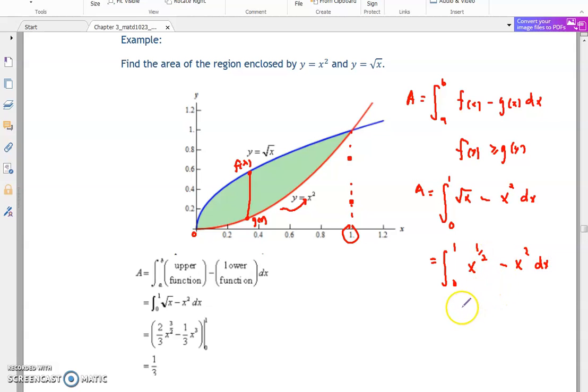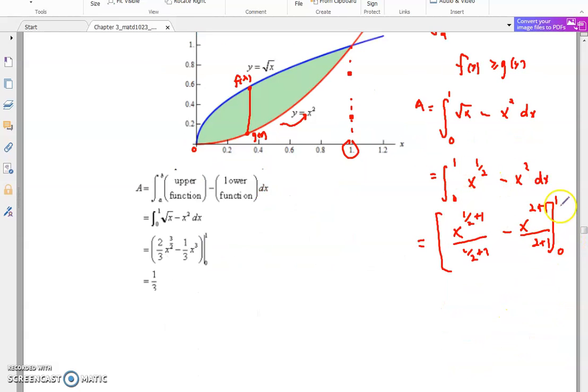Then you can start to integrate it one by one, which will be x to the power of 1 over 2 plus 1, over 1 over 2 plus 1, minus x to the power of 2 plus 1 over 2 plus 1. Don't forget to write the limits that you have there. You can simplify and substitute the values later, and you are supposed to get x to the 3 over 2 divided by 3 over 2, minus x cubed over 3. The 3 over 2 here you can bring up, and then it will become 2 over 3 x to the 3 over 2, minus x cubed over 3. Then you can start to substitute the values of 1 and 0 into x.